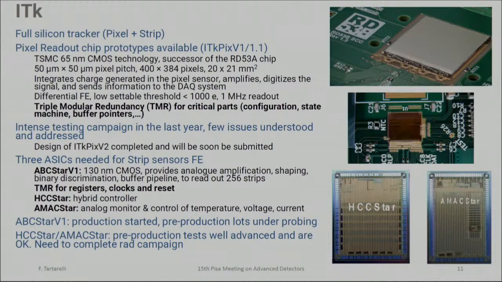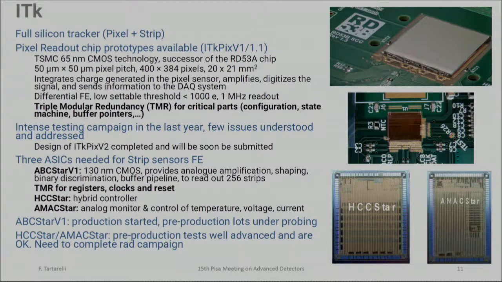Now, going into the new system, the ITk is a full silicon tracker with pixel plus strip. The pixel readout is done by this chip here, which is a successor of the RD53A chip. These are the sizes of the pixel matrix. This integrates the charge generated in the pixel sensor, amplifies and digitizes the signals, and sends information to the DAQ system. It has a differential front end, a low settable threshold, and 1 MHz readout. Triple modular redundancy has been implemented for critical parts.